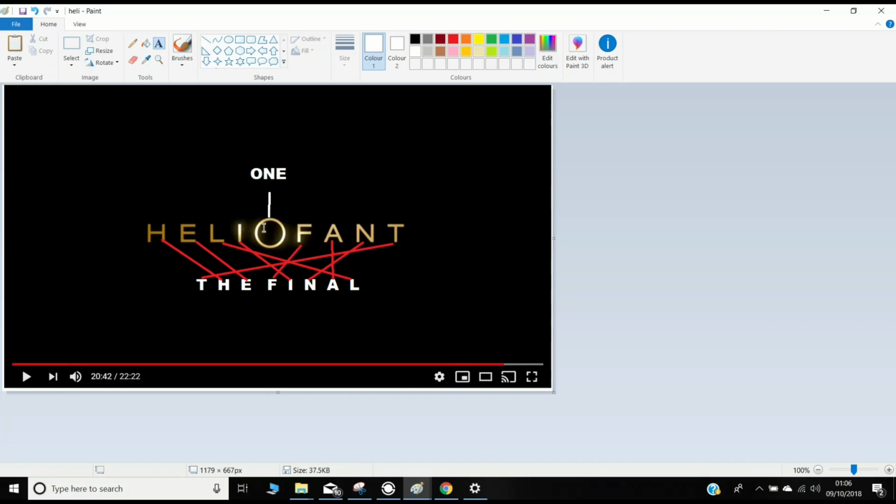So the final one. Heliofant also interprets as helio, meaning sun, and fant, which is taken from the word infant, meaning child, sun child. And that is the Antichrist, the one they're trying to bring out, the sun god, the one, their deity. For them, he's the final one. Obviously for us, Jesus Christ and the Heavenly Father are the final ones.